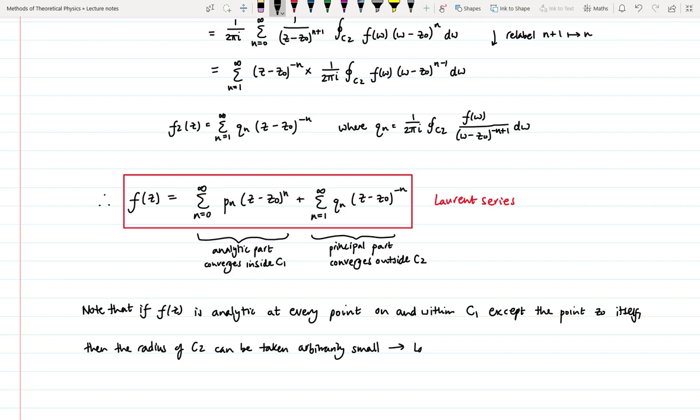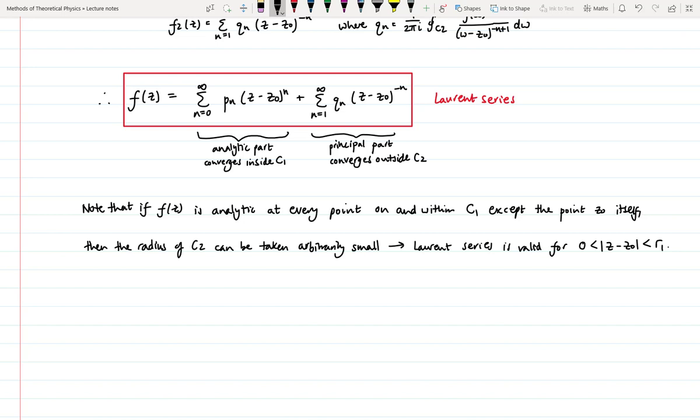With the result that the Laurent series you obtain is valid for z minus z0 lying between 0 and the radius of the larger circle, R1.